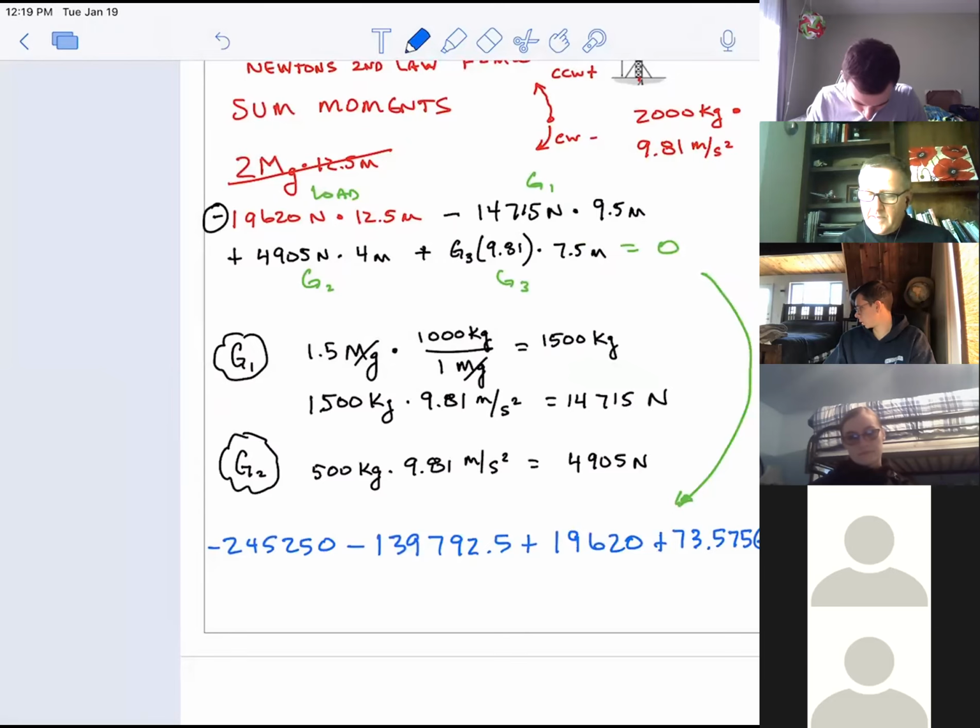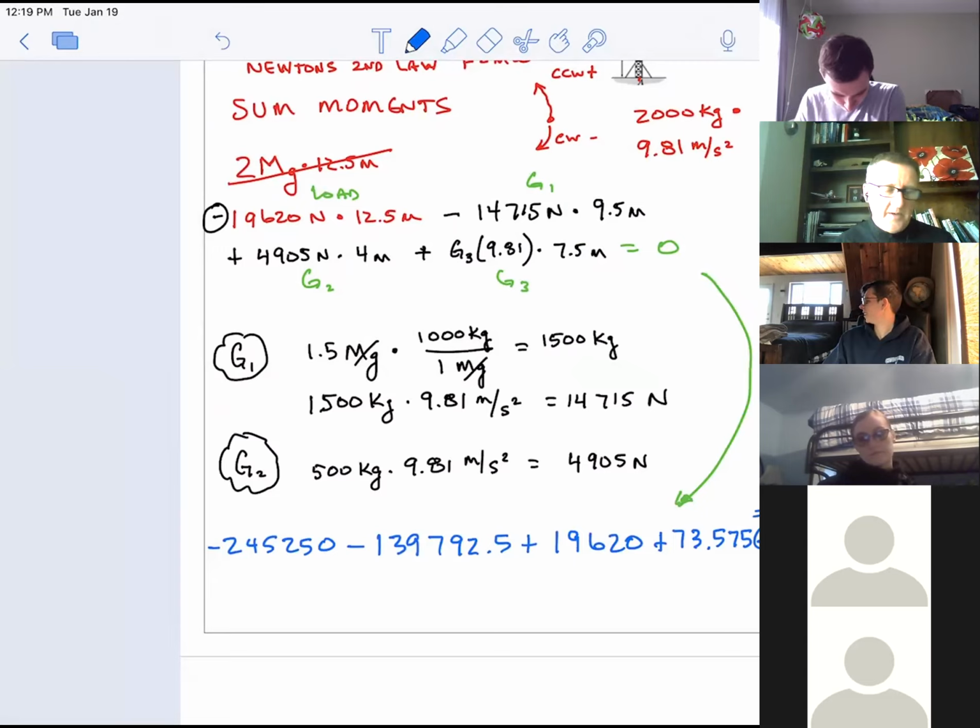And I need that all to equal 0, which I'll squeeze in up there. So of course I can collect all those first numbers together, right? Negative 245,250 minus 139,792.5 plus 19,620.